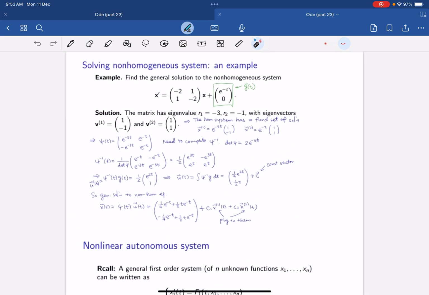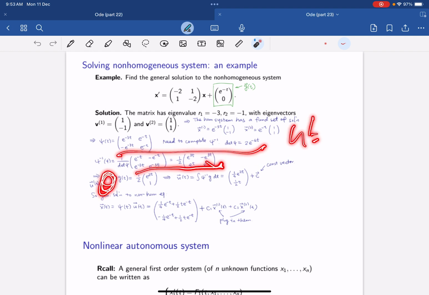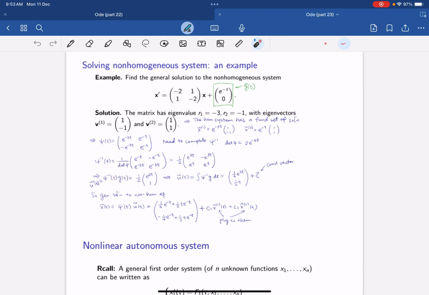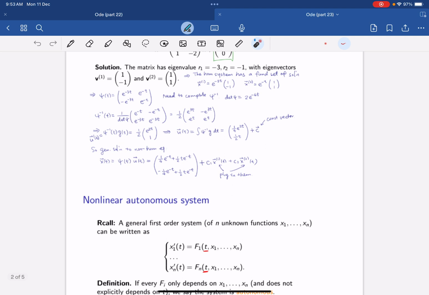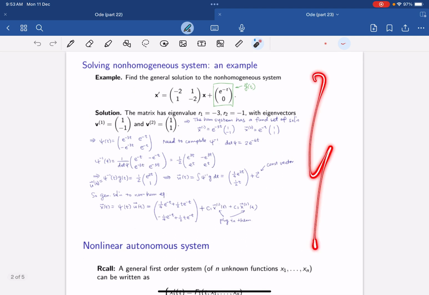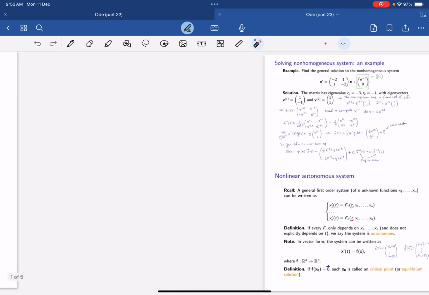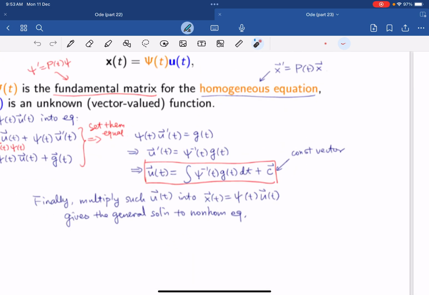So we just take an example. Very simply, you got this. We find the fundamental matrix first. Take the inverse. Then u prime must equal the inverse times g(t). Then when you integrate it, you get the following result. So the general solution will just be the fundamental matrix times u(t) and plugging in some constants. So that's it, and very straightforward. You can exactly see the steps written over here. The idea is now you just use this equation and you're done.